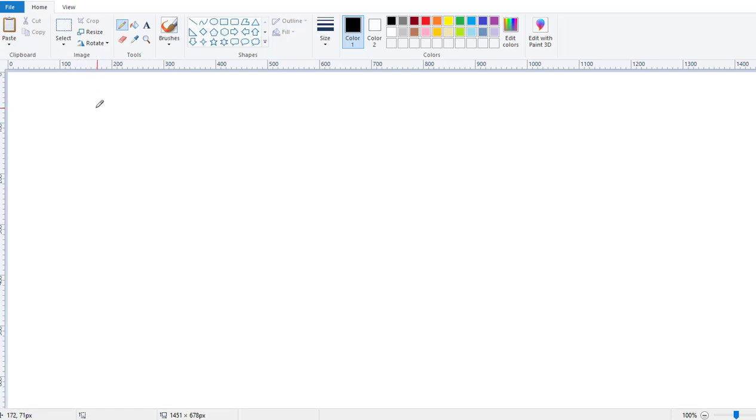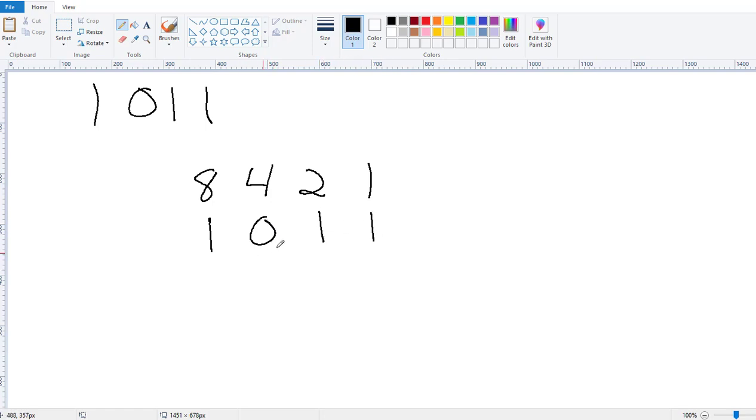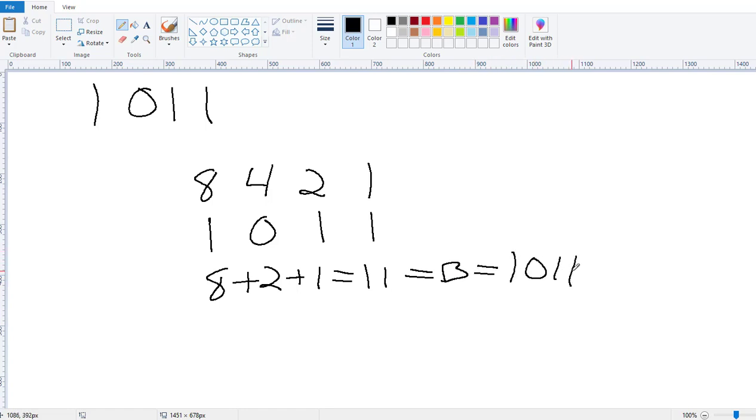All right, so let's say I'm trying to figure out what 1011 is. So I make my number line 8, 4, 2, 1. I add my hex 0, 1, 1, 1. So it would be 8 plus 2 plus 1, which is 11. So that would be B. So B equals 1011 in hex.